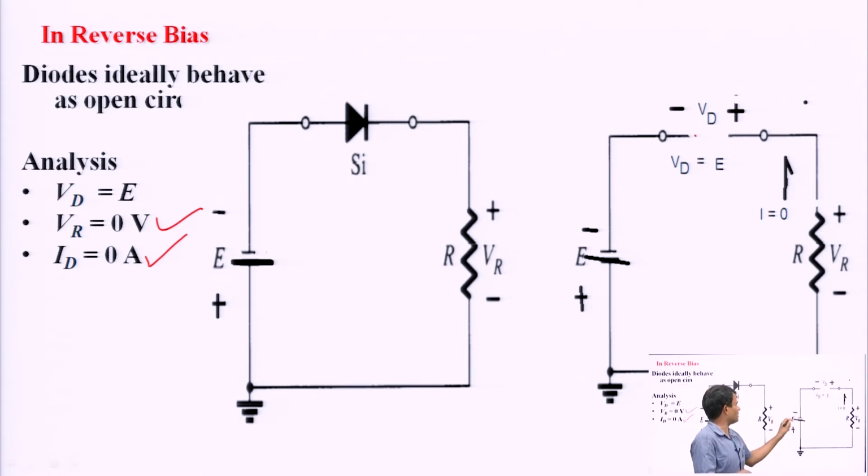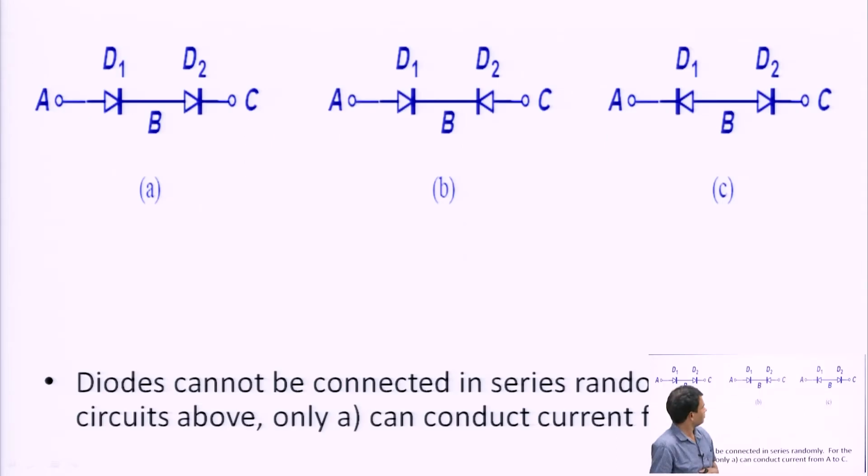The voltage across the diode is the applied external voltage, that is, it is equal to E. Okay guys. So, this is all about the series circuit. Now, here 2 diodes are connected. In figure A, 2 diodes are connected, D1 and D2. In figure B, 2 diodes are connected, D1 and D2.